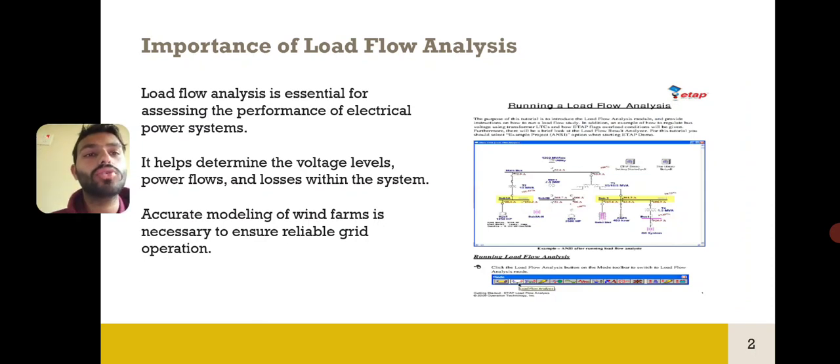The importance of load flow analysis: load flow analysis is essential for assessing the performance of the electrical power system. It helps determine the voltage levels, power flows, and losses within the system. Accurate modeling of wind farms is necessary to ensure reliable grid operation.